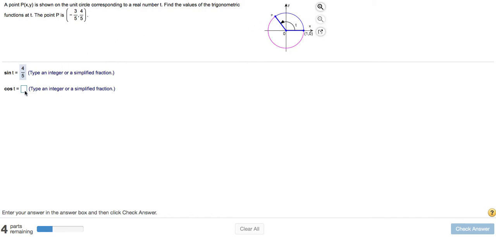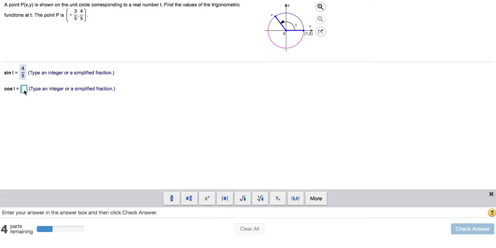And now it asks us, what is cosine of this angle t? Likewise, cosine is defined to be the x-coordinate, so it's going to be -3/5. And the negative makes sense, again, because we are in the second quadrant, and this coordinate has a negative x value. Right, so we'll check that.